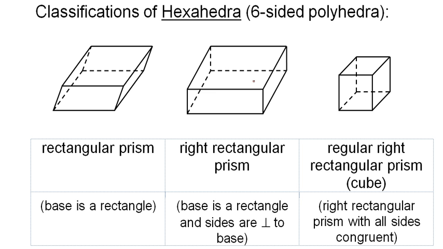This square has right rectangular prism and all the sides are congruent. On this one, the sides are perpendicular and the base is a rectangle instead of a square. This one has a rectangular base. It could be a square as well. The key difference between this one and these two is that these are right, have right angles, they're perpendicular to the base, and this one is oblique.